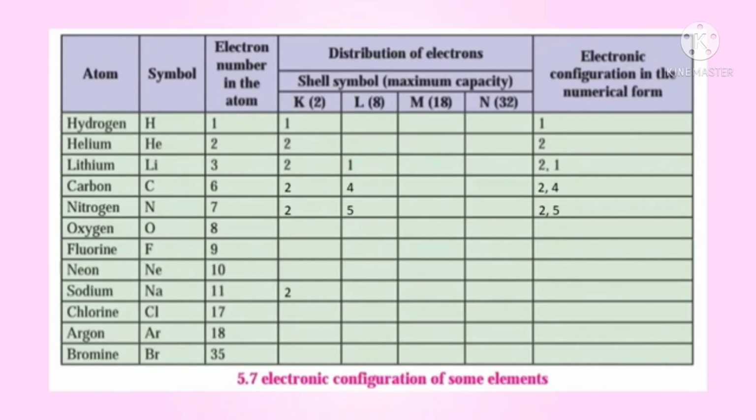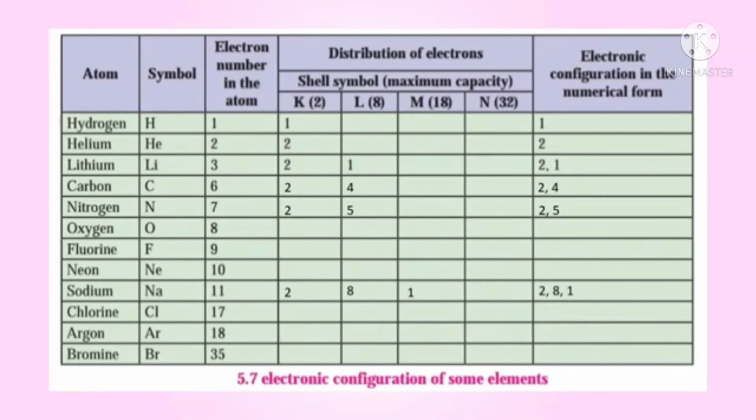So the maximum capacity of the L shell is 8. We have to write 8 over there because 2 plus 8 is 10. And now the remaining electron is 1, that we are going to write in the M shell. So 2, 8 and 1. This is the electronic configuration of sodium, that we are going to write in the last column: 2, 8, 1.